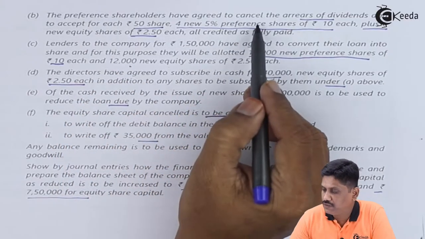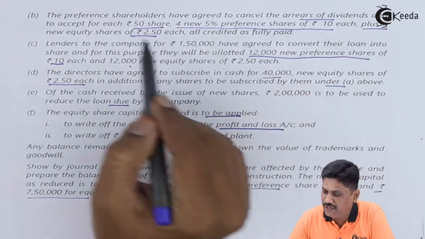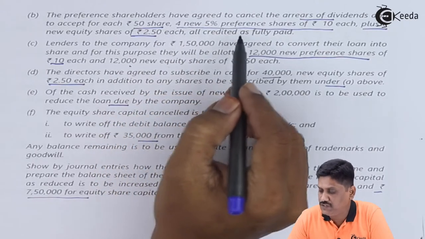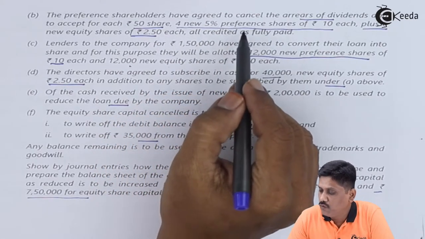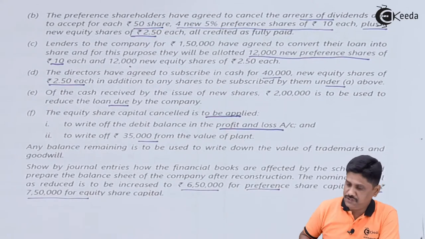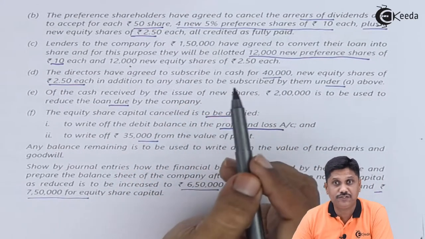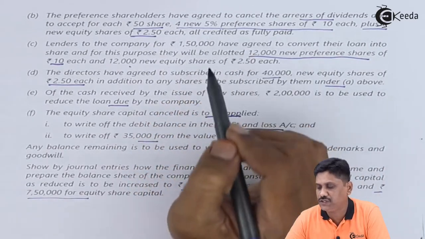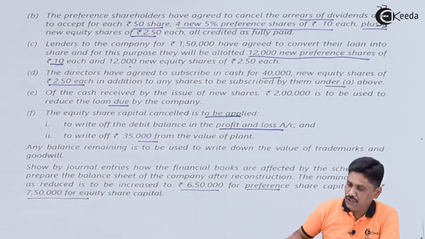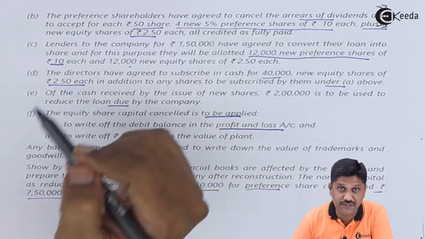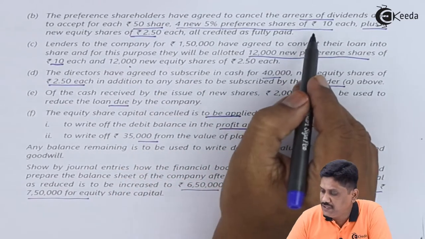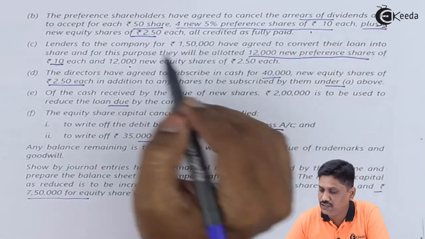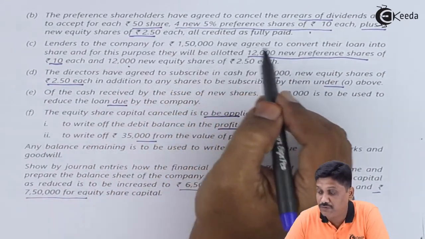Preference shareholders have agreed to cancel the arrears of dividend and to accept for each rupees 50 share, 4 new 5% preference shares of 10 each, plus 6 new equity shares of rupees 2.50 each, all created as fully paid. Jitne bhi shares unke paas rahenge, multiply by 4 new preference shares will be issued to them. Here you can notice one share of existing preference shareholder is of rupees 50. In return, they are going to get 4 preference shares of 10 each, that comes to 40 rupees, plus 6 new equity shares of 2.50, it comes to 15 rupees.